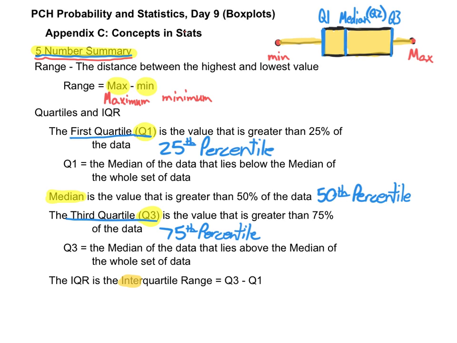Q1 and Q3. So just like we did max minus the min, we're doing Q3 minus Q1 to find the IQR. Okay? So right here, this range here is our IQR. Interquartile range. The range between the quartiles.